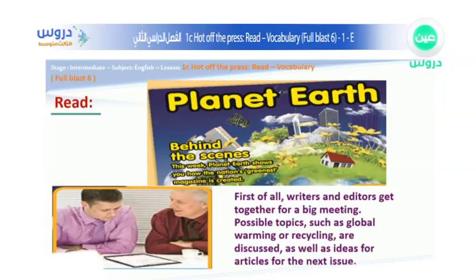First of all, writers and editors get together for a big meeting. Possible topics. What are we going to write about in the new issue? Such as global warming. Global warming is the world's temperature getting hotter and hotter every year. We call this phenomenon global warming. That means the world is getting hotter every year. Are discussed, as well as ideas for articles for the next issue. Articles is what you read in newspapers and magazines.